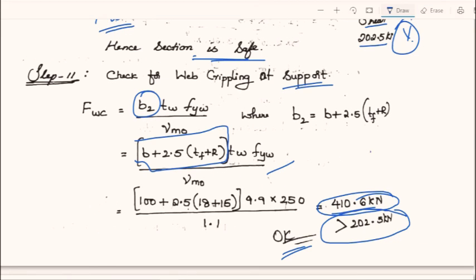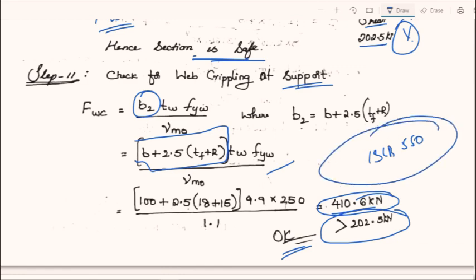Therefore, the ISLB 550 section that we have taken is perfectly suitable. This is nothing but a plastic section perfectly suitable for the purpose of a cantilever beam. Okay, so this is all about the design of a laterally supported cantilever beam.